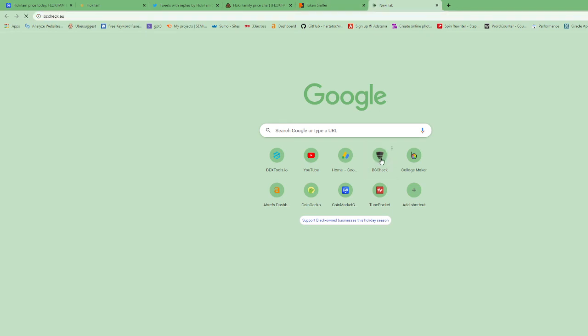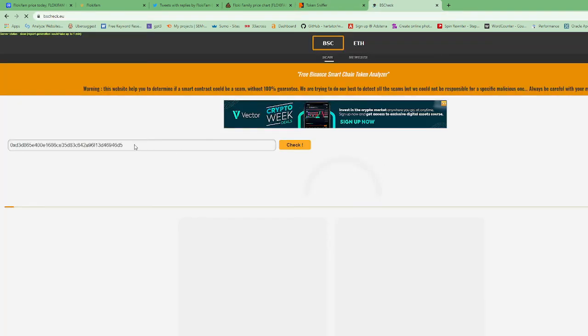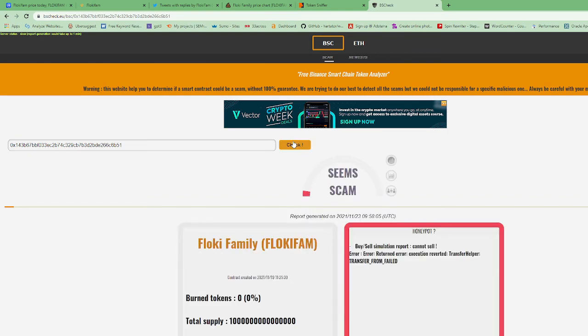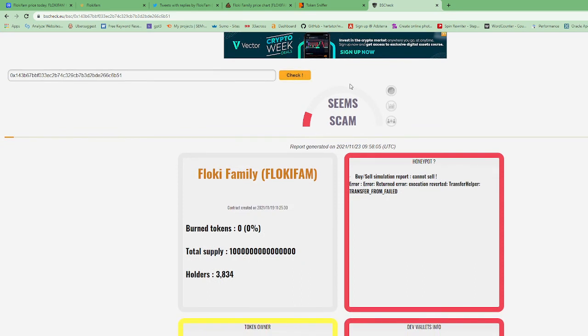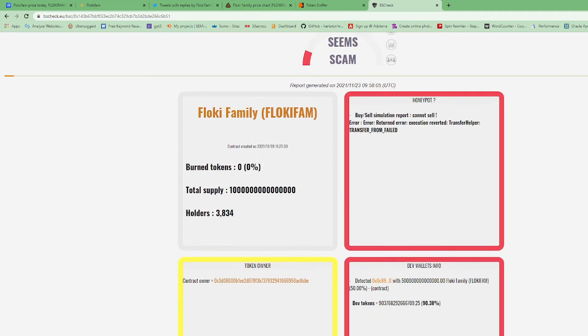Let's run BS Check. I think they're gonna get a bad score up here too. Alright, so see, I think this is the first time I've seen BS Check say seems scam. First time. So they say they have over 3,800 holders, ownership not renounced, but these red flags over here say buy sell simulation report, cannot sell. So people cannot sell right now.